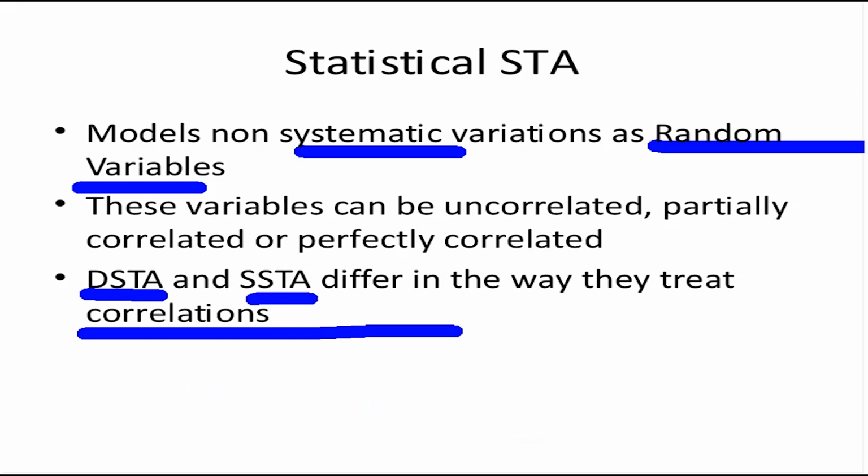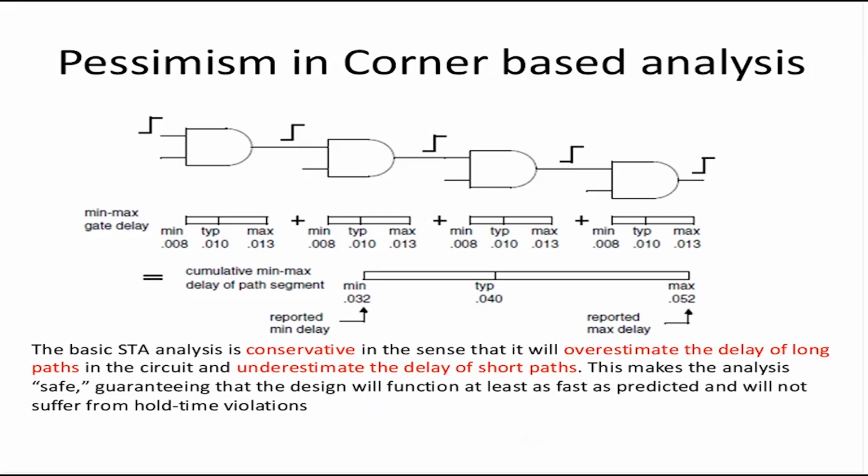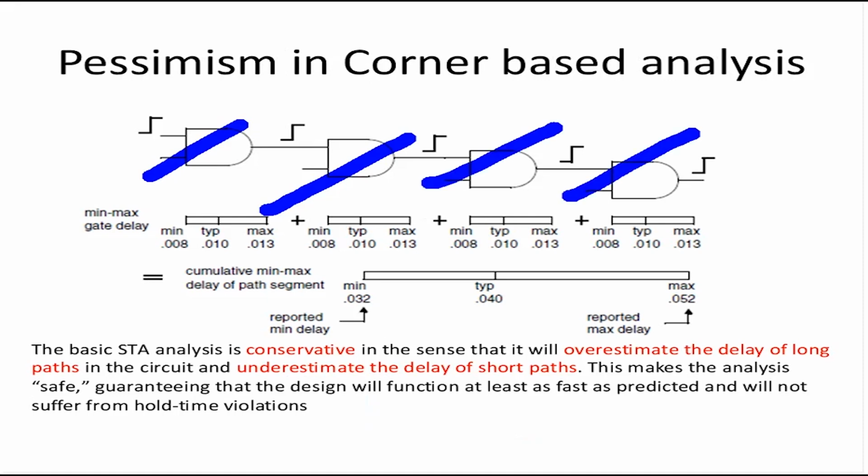The deterministic STA will assume that all the variables are correlated. Why? Because it assumes that, for example, for max delay, all the gates have maximum delay. So it is assuming that all the parameters that result in a device being slower are applied at the same time. So they are all perfectly correlated. For example, what happens? Let channel length is bigger, VT is higher, and all that.